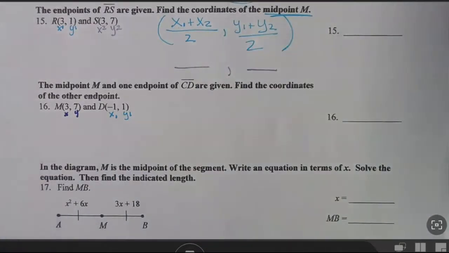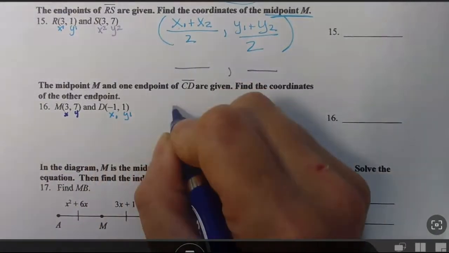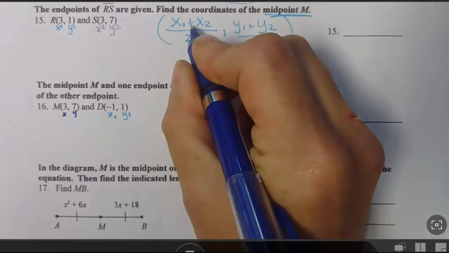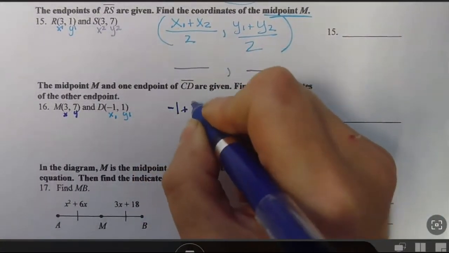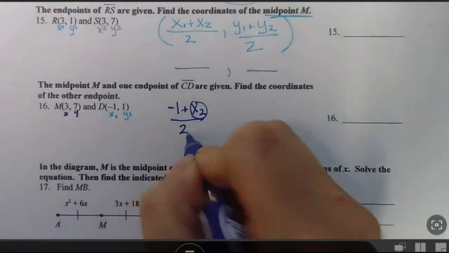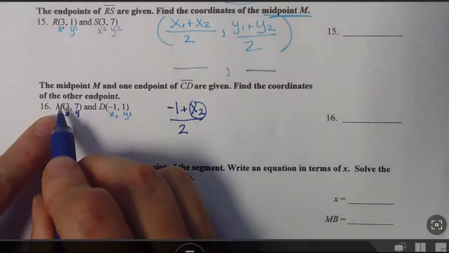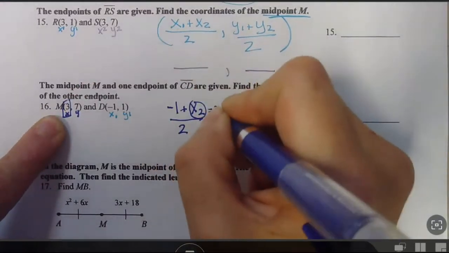So just getting you started, we know that x1 is -1, and we're going to use this formula, and we're going to add it to, we don't know what x2 is, so leave that as your unknown. We divide it by 2, and then this is where we use the midpoint x. We are going to set it equal to 3.